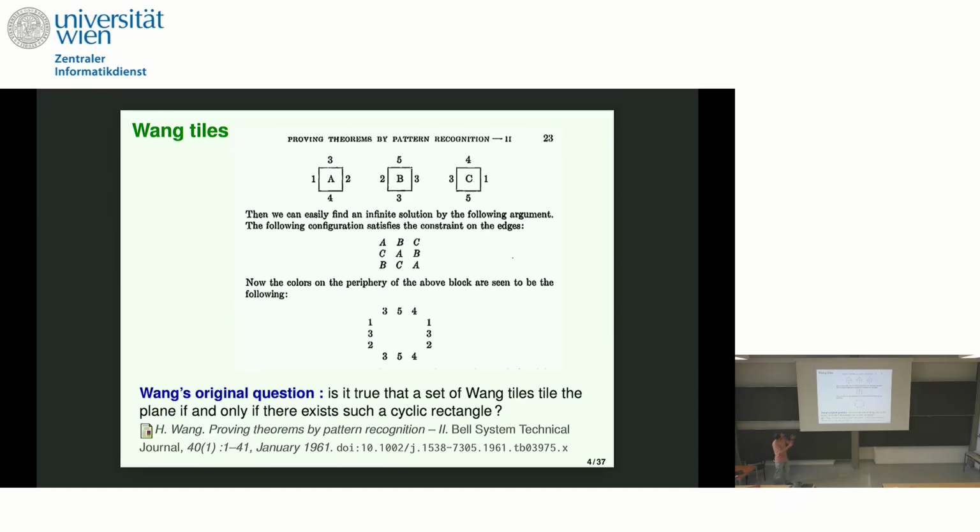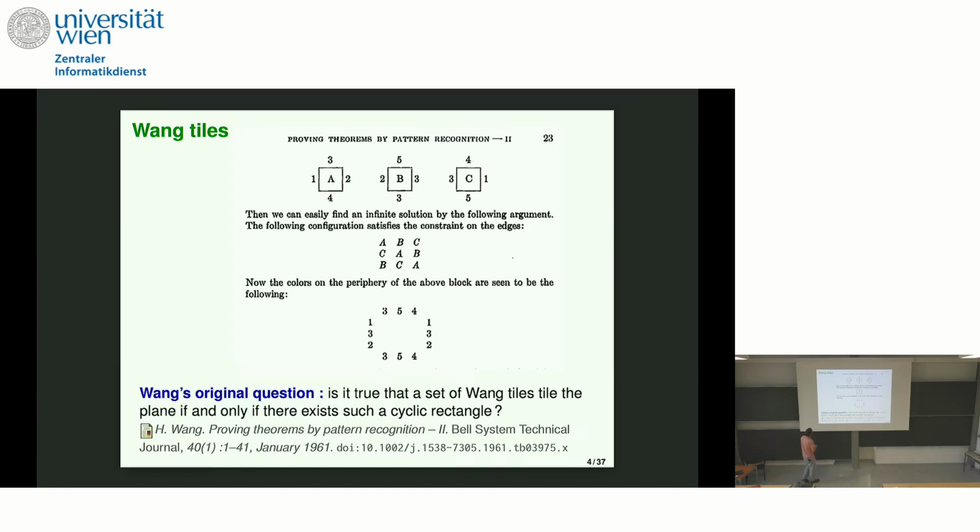And then he noticed that you can glue the tiles like this, A, B, C, A, B, and B, C, A, in such a way that the labels match. Because between A and B is 2, between B and C is 3, and so on. And vertically as well, it works. And then if we look outside, we see labels 3, 5, 3, 5, 4, 3, 5, 4, and then 1, 3, 2, 1, 3, 2, which allows us to repeat this 3 by 3 square and tile the plane periodically.